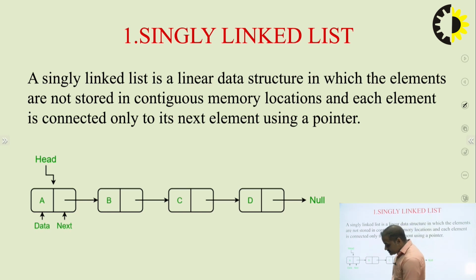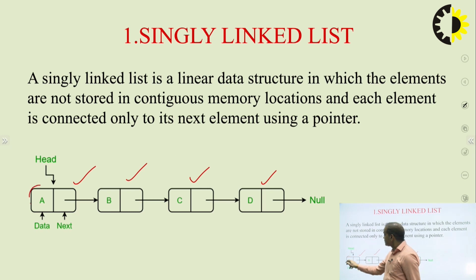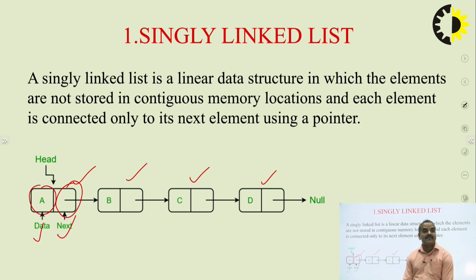Singly linked list is the simplest linked list. In this case, the data structure is a collection of nodes like this. This is a node, this is a node, this is a node, and this is a node. A collection of these nodes is called a singly linked list. In a singly linked list, each node is divided into two parts. The first part is called data and the second part is called the link part or next node address part, which contains the address of the next node present in the list.